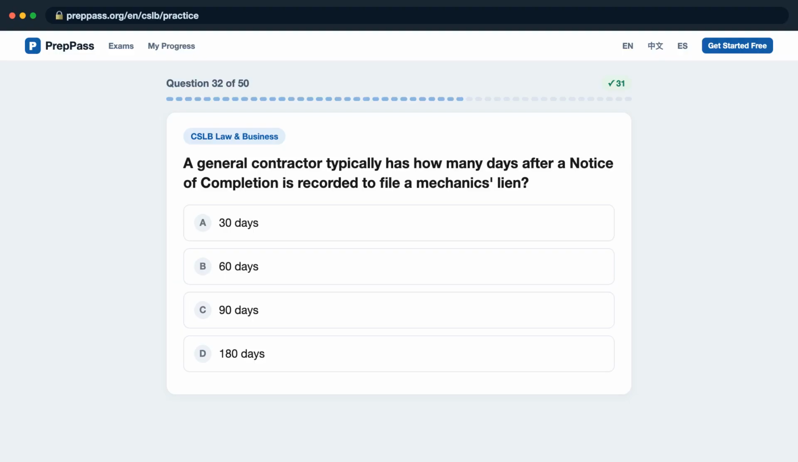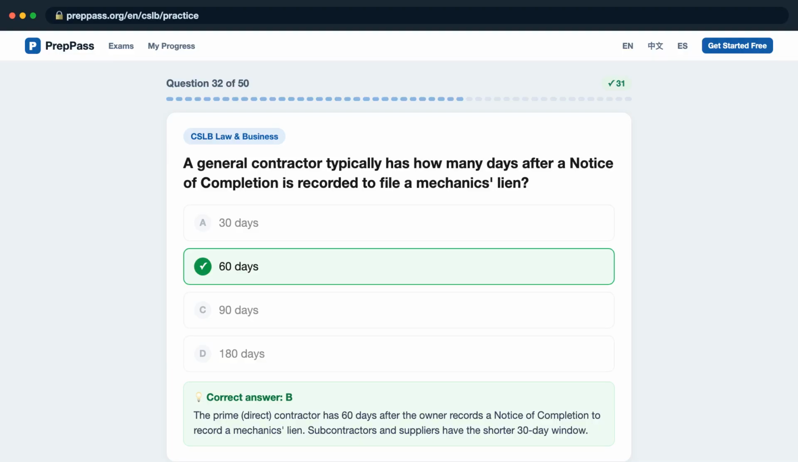Question 32. A general contractor typically has how many days after a notice of completion is recorded to file a mechanic's lien? Is it A, 30 days? B, 60 days? C, 90 days? D, 180 days? The correct answer is B. The prime, direct, contractor has 60 days after the owner records a notice of completion to record a mechanic's lien. Subcontractors and suppliers have the shorter 30-day window.